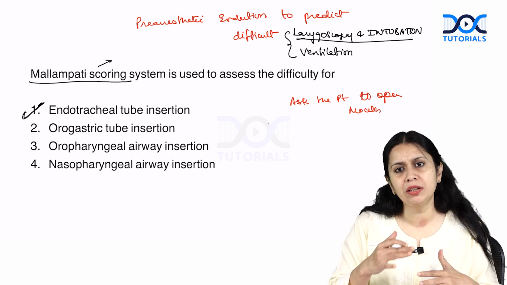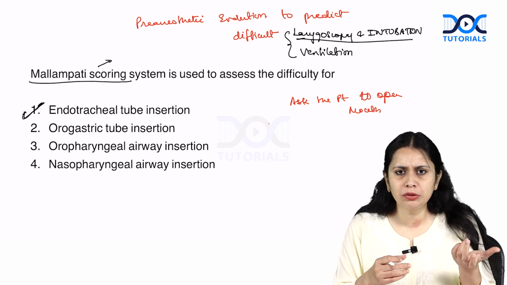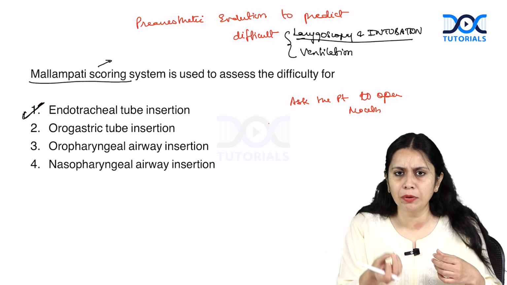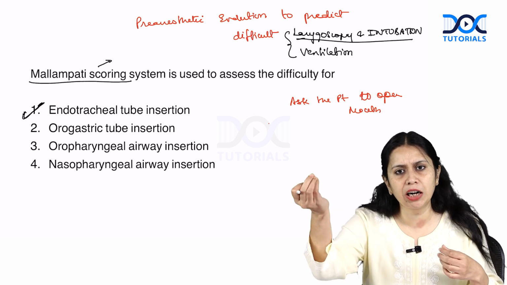If I am able to see all the structure, grade 1. One structure missed, grade 2. Only hard and soft palate and base of uvula, tip of uvula not seen, grade 3. And only hard palate, grade 4.